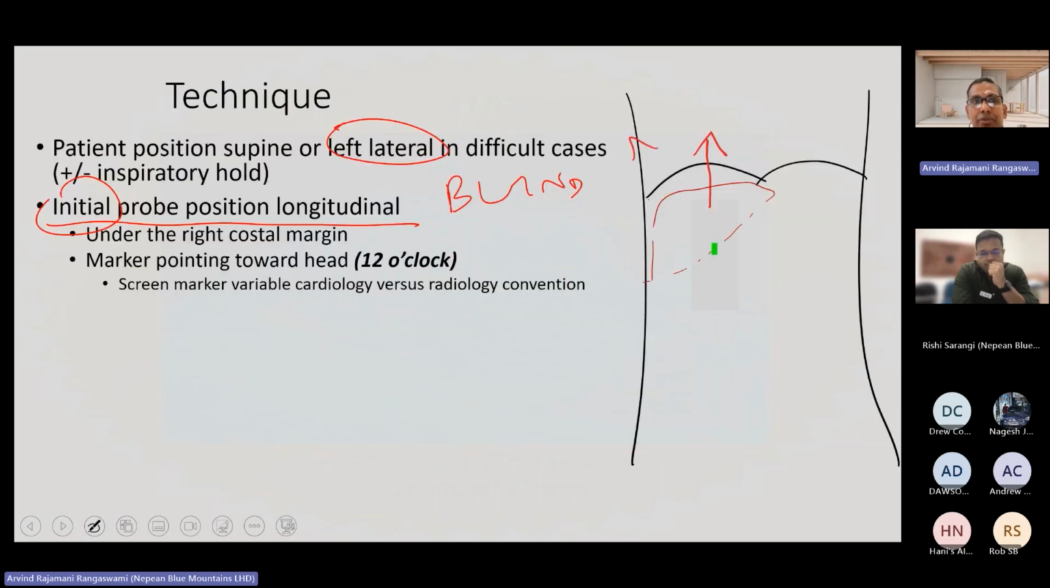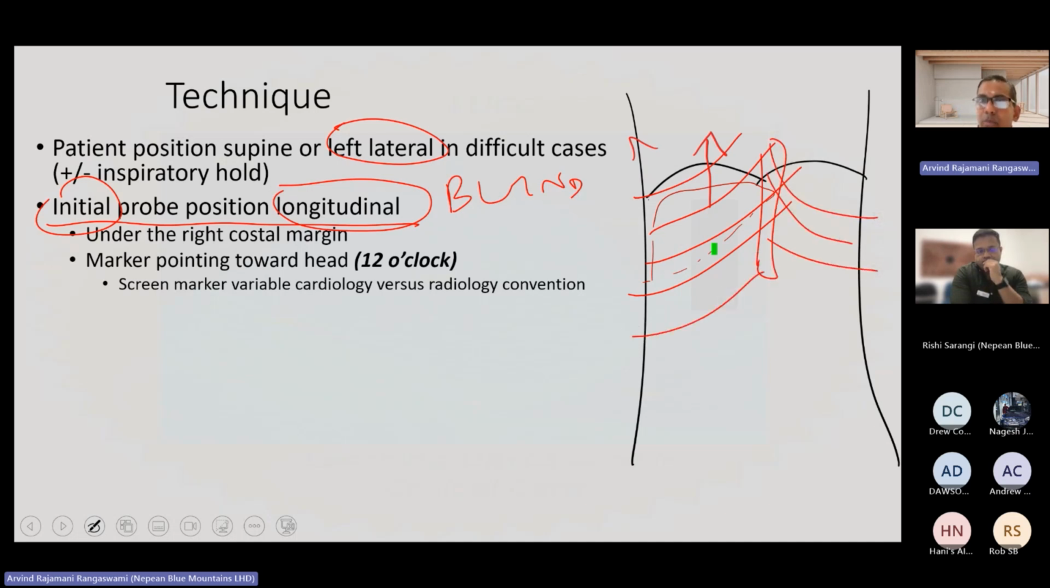So the initial probe position, I generally keep it longitudinal, somewhere along the costal margin. So these are the ribs. This is the sternum here. So somewhere here, I keep the probe under the right costal margin. And sometimes you might need to keep it intercostally if the patient has a distended abdomen, etc., and the abdominal structures are going subcostally.